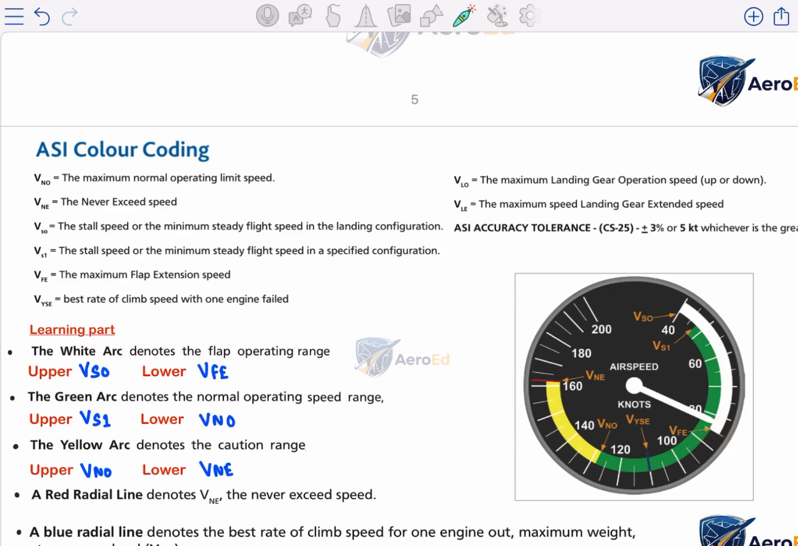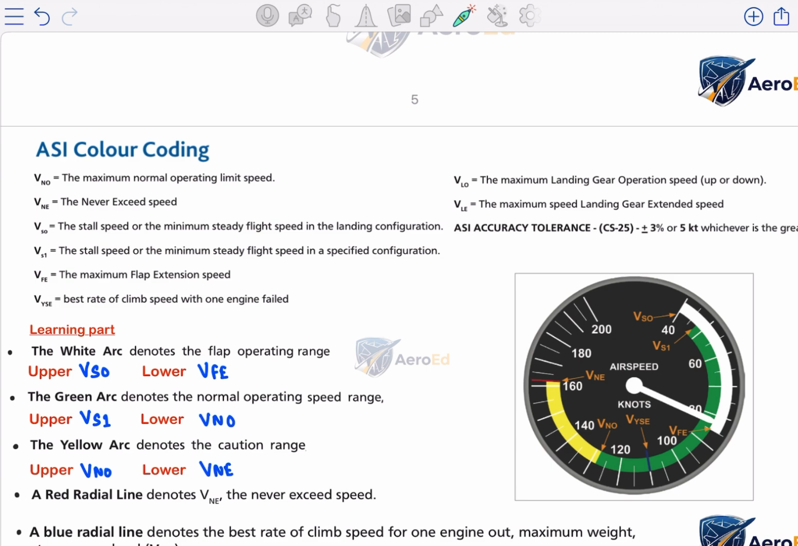Next is the green arc, which denotes the normal operating speed range. The upper says VS1 and the lower is VNO. What is VS1? VS1 is the stall speed or the minimum steady flight speed in a specified configuration. And the lower range states VNO, the normal operating speed, the maximum normal operating limit speed.